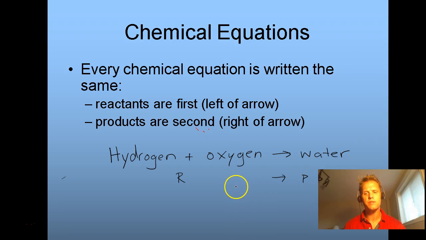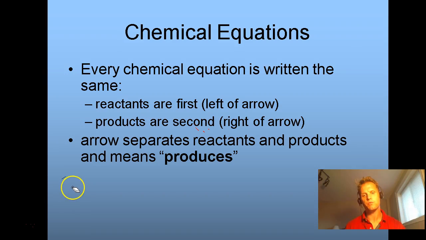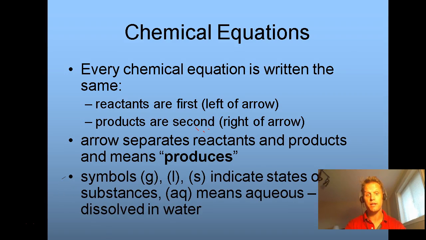What we want to do is eventually turn this into something called a skeleton equation, which shows the chemical formula. So if we're going to make a skeleton equation, we'll replace those chemical names with chemical formulas, and we're still going to have an arrow that means produces between reactants and products, and we're also going to put in something called symbols, where you have a little G, which will represent gas, L, which will represent liquid, S will be solid, and aqueous will mean dissolved in water.